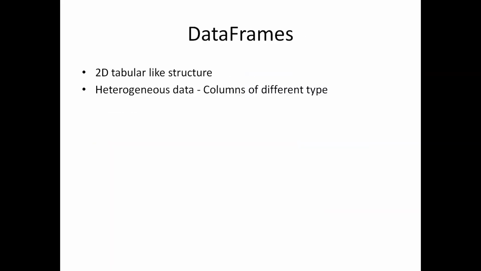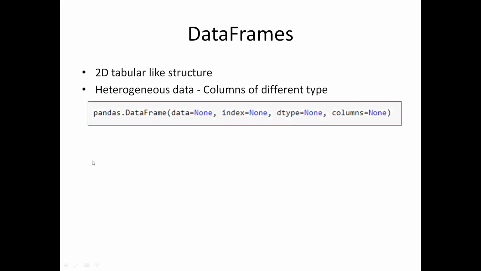Now if I'm talking about data frames, a two-dimensional tabular kind of structure is called a data frame. If I'm having data in a tabular form or in the form of rows and columns, we'll call it a data frame, and it is heterogeneous data consisting of rows as well as columns, and columns could be of different types. So that's why we say it is heterogeneous. If I want to define a data frame, I'll use pandas, or you can write pd also, pd.DataFrame. Data, I'm writing None. These are some parameters which I can pass here: data, index, data type, and columns.